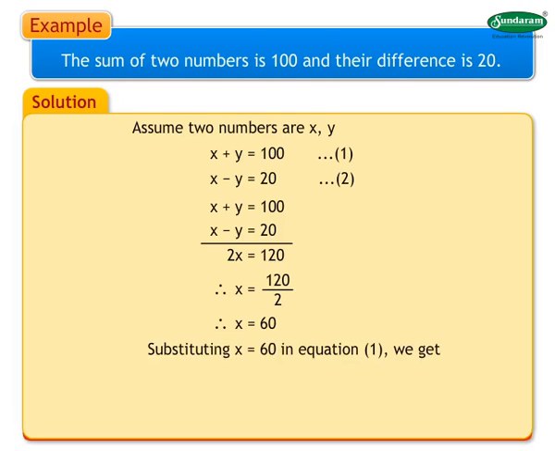Substituting x is equal to 60 in equation 1, we get 60 plus y is equal to 100. Therefore, y is equal to 100 minus 60 is equal to 40. Therefore, x is equal to 60 and y is equal to 40.